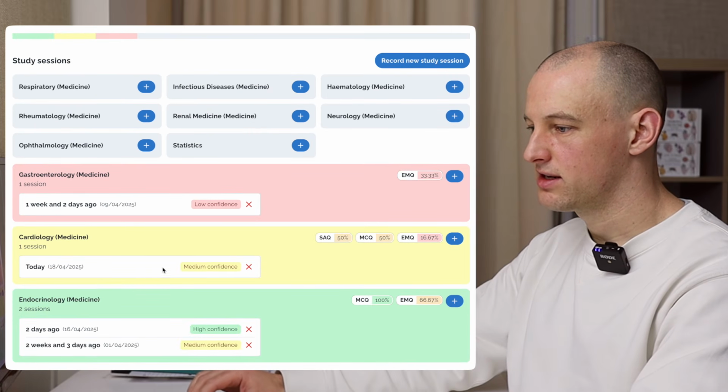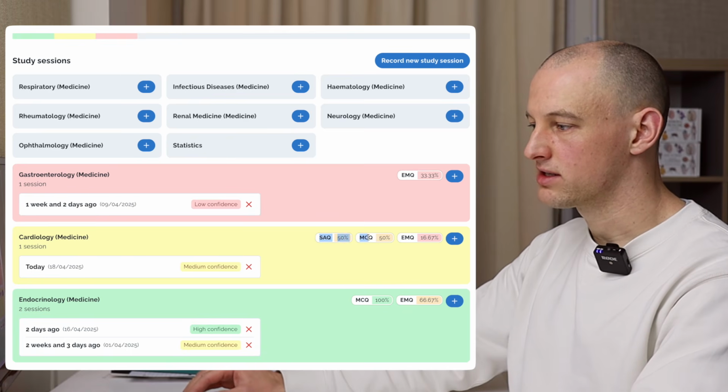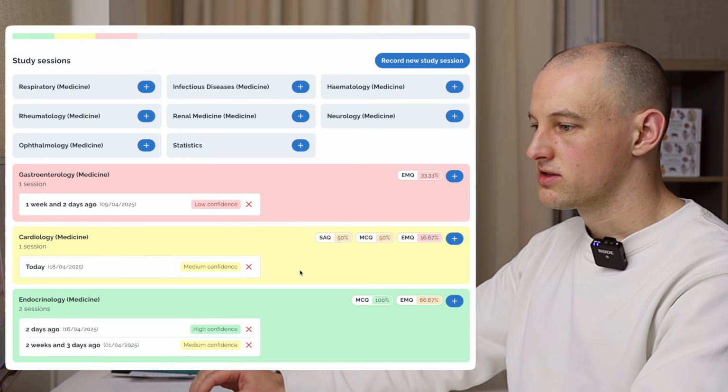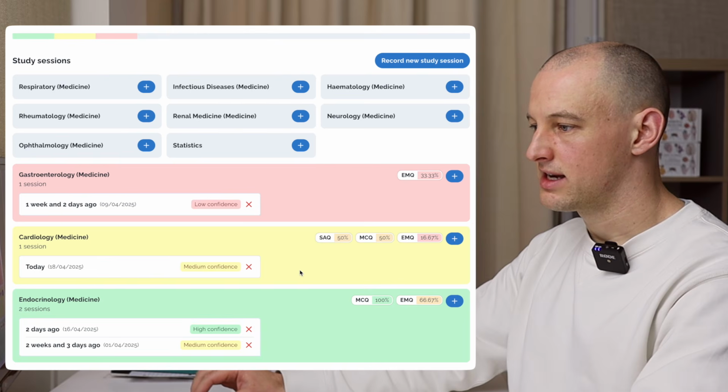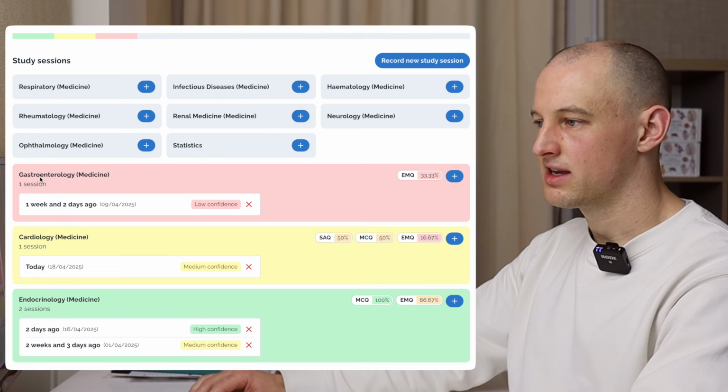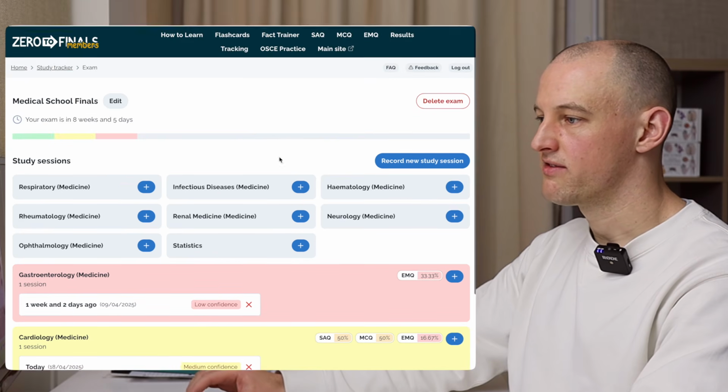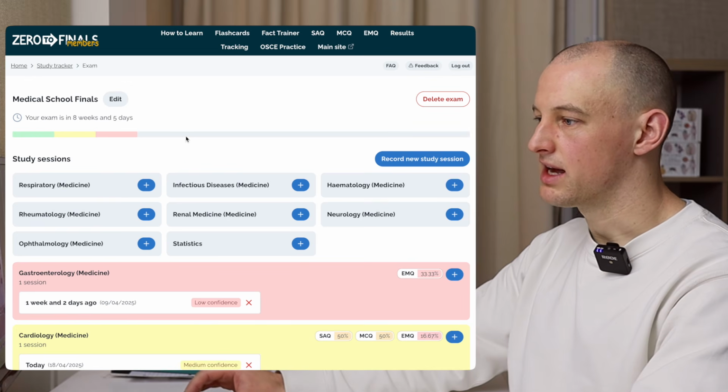And actually, cardiology is recorded with today's date, medium confidence. And actually, it's pulled through the short answer questions and multiple choice questions score there. So that's recorded. And guys, it's been a week since we did gastro. So we need to think about doing gastro. But first, we've got all of these topics to cover. And we can see our progress here on the member site. So there you have it.